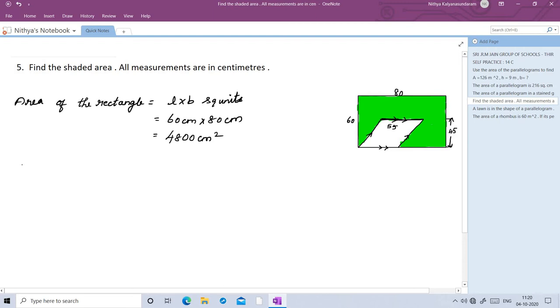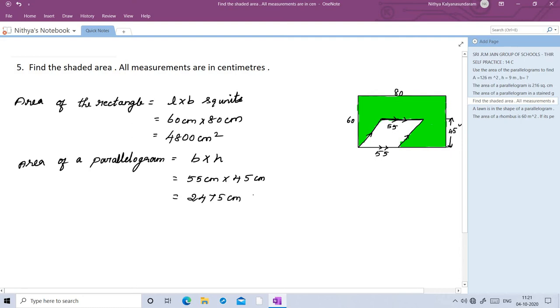Next we want to calculate the area of the parallelogram. It's equal to base into height. The height is 45 centimeters. The base is 55 centimeters, which means the opposite side is also 55. So the base of the parallelogram is 55 centimeters and the height is 45 centimeters. So 55 into 45 is 2475 centimeter square.